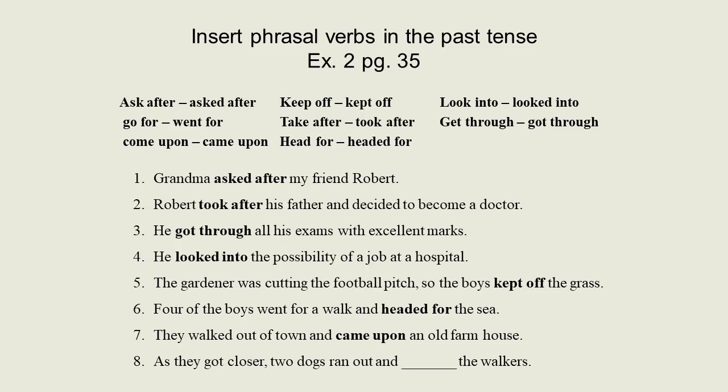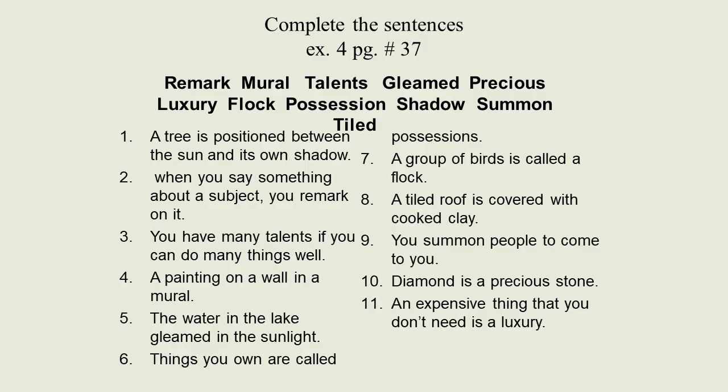Next is exercise number 4 at page number 37. This is an interesting exercise. This is to check your intellect. We have to fill the blanks with suitable words, but we have already done it, so we will revise it for once. A tree is positioned between the sun and its own shadow.